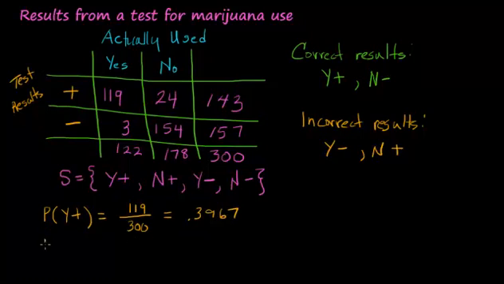Okay, then we've got the probability that the other correct result was no, they did not use, and they tested negative. So how many people had that result? 154 people fit in that category out of a total of 300 people who were tested, and that result is 0.5133, again rounding to the 4th decimal place. Okay, I'm going to have to scoot this up a little bit.